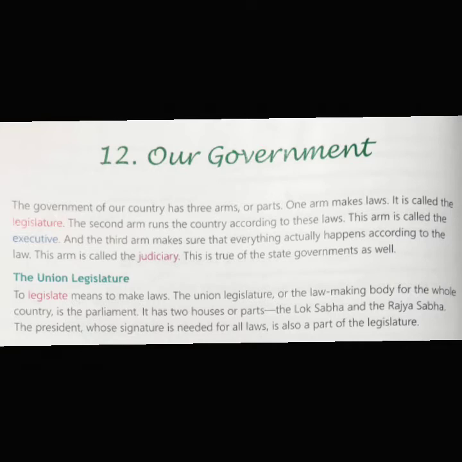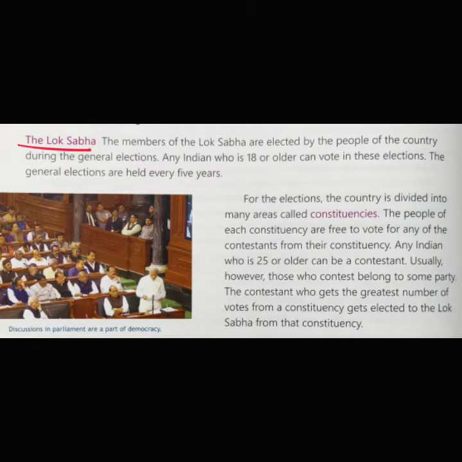Alright. One important function of the government is to make laws. These laws are made by a body called the Parliament or the Union Legislature. The Indian Parliament or Sansad consists of the following: the Lok Sabha, the Rajya Sabha, and the President of India. Now, the Lok Sabha. The members of the Lok Sabha are elected by the people of the country during the general elections. Any Indian who is 18 or older can vote in these elections. The general elections are held every 5 years.